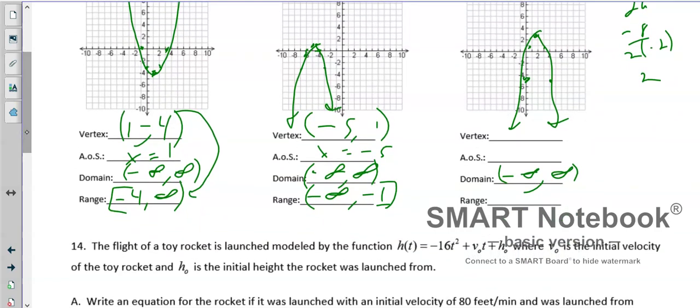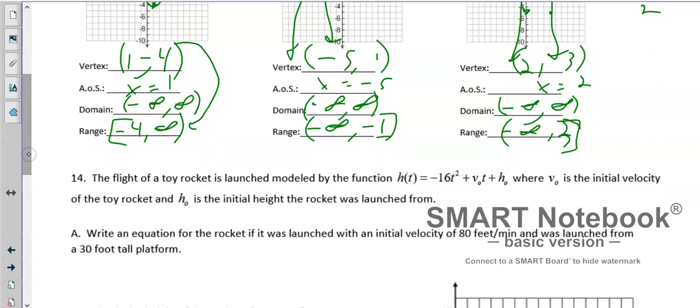So my vertex, again, was at 2, 3. Axis of symmetry is x equals 2. And it's topping out at 3. So again, it's going towards negative infinity, topping out at, not 2, topping out at 3. Let's just clean that up a bit. And it's got a bracket because it hits there.